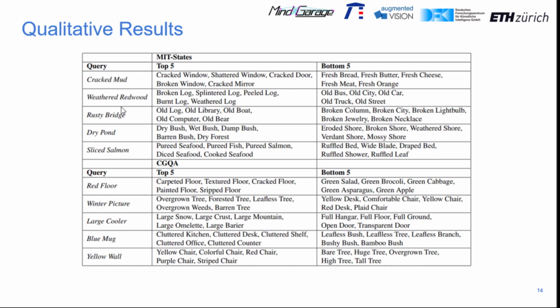Here we show top 5 and bottom 5 activations for each composition query taken from the heads of multi-head attention. We observe that these activations are meaningful, such as weathered redwood is related with broken log. Weathered redwood may contain broken logs. Furthermore, red floor is related with carpeted floor, wherein red floor can have a carpet as well.